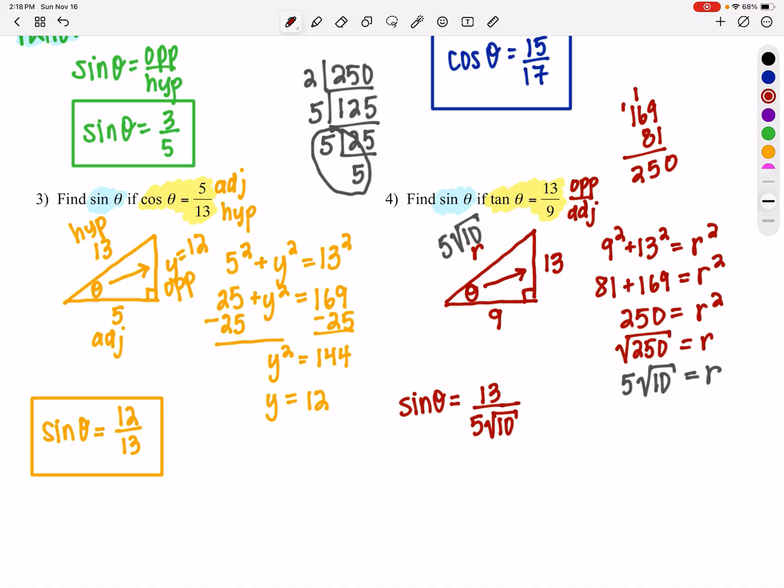But remember, we can't have a radical in the denominator, so we are going to have to rationalize that. I'm going to rationalize that by multiplying the denominator by the square root of 10 and the numerator by the square root of 10. That's really multiplying this existing fraction by a factor of 1. Anything over itself is 1. So this fraction times 1 is not going to change the value, but we are going to change what it looks like.